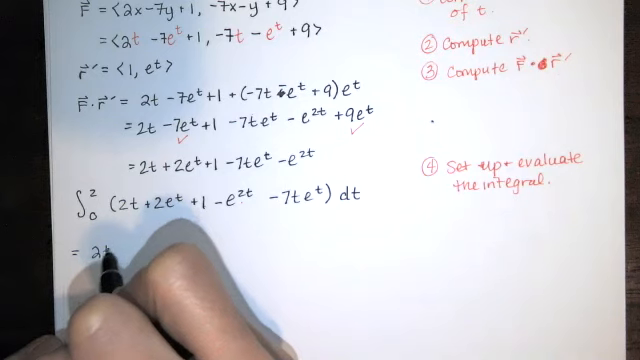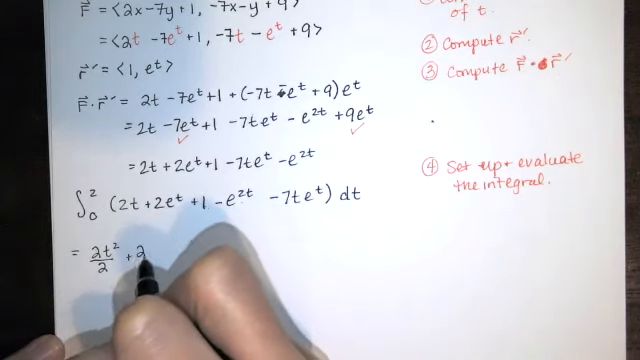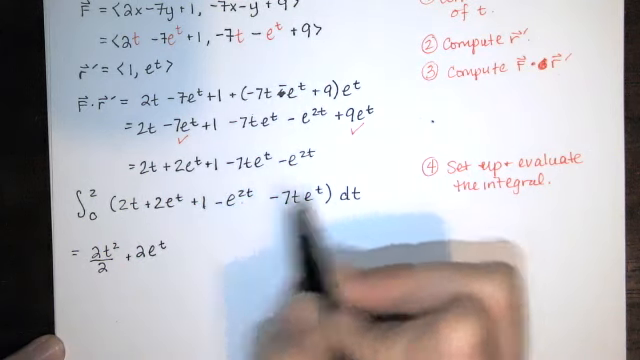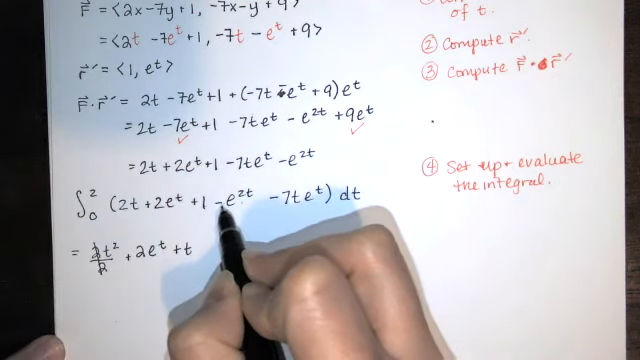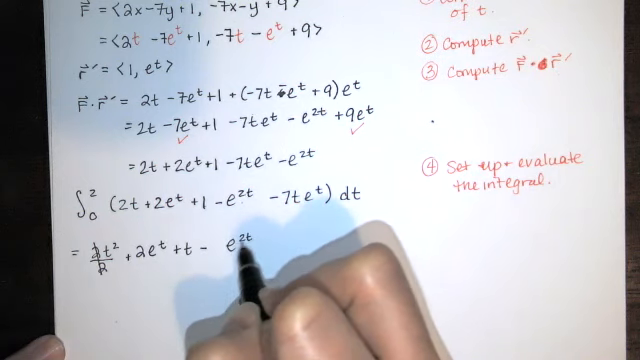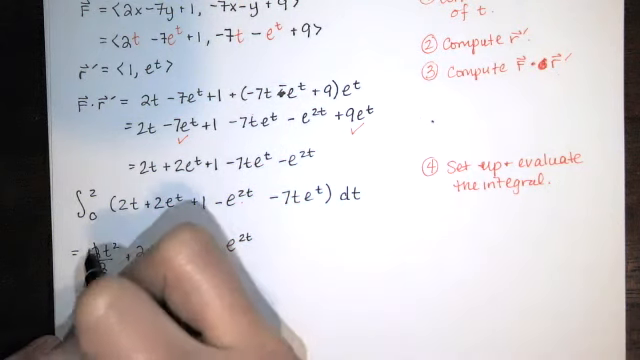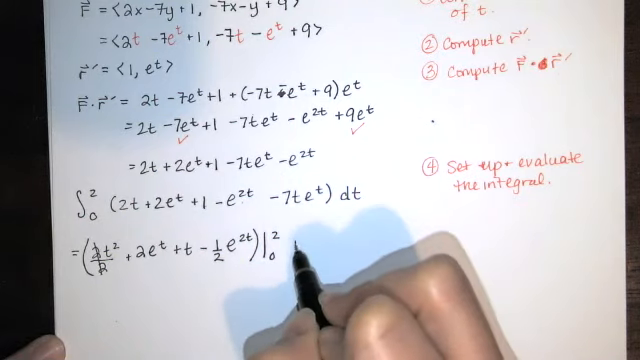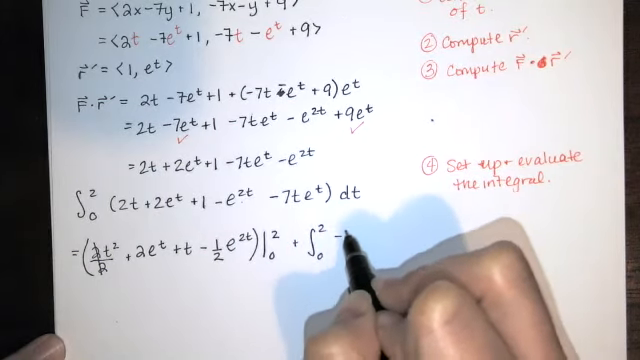Bring your constant down, then add 1 to the exponent and divide by the new exponent. Bring your constant down. The antiderivative of e to the t is e to the t. The antiderivative of 1 with respect to t is t. The antiderivative of e to the kt with respect to t is e to the kt, and you have to divide by k. So we'll have a 1/2 here. And we want all of that evaluated from 0 to 2. And I'll factor out, actually, I don't think I'll factor out the negative 7. Then I want to add the integral from 0 to 2 of this guy.